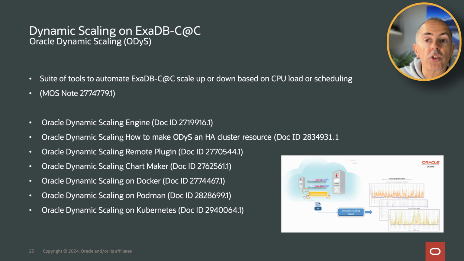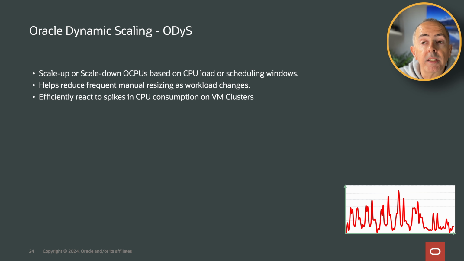So how does this work? Well, you can scale up or scale down the number of OCPUs based on the load or on a scheduling window. This helps to reduce frequent manual resizing if your workload is changing constantly. You don't want to be going in and manually resizing and trying to catch up, because you'll always be behind on the sizing. And it allows you to efficiently react to any spikes in CPU consumption on the clusters.